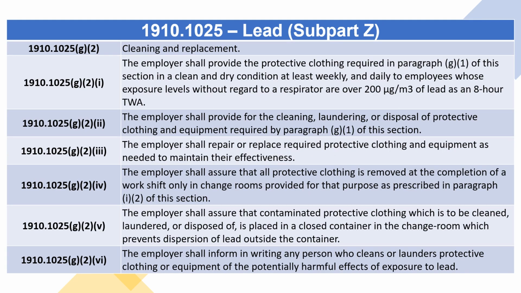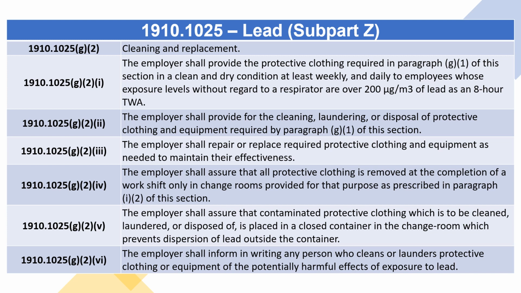1910.1025 G2 Cleaning and replacement. 1910.1025 G2(i) through 1910.1025 G2(vi). The employer shall provide the protective clothing required in paragraph G1 of this section in a clean and dry condition at least weekly and daily to employees whose exposure levels without regard to a respirator are over 200 micrograms per cubic meter of lead as an 8-hour TWA.